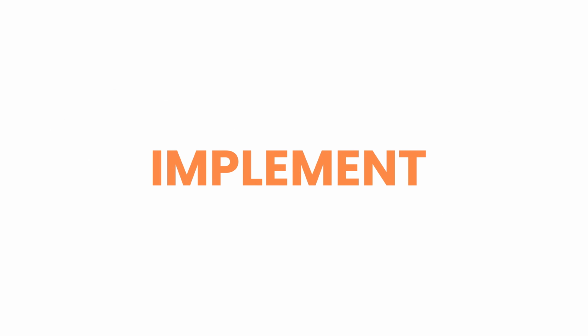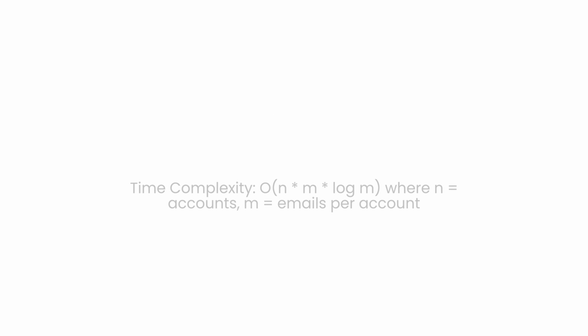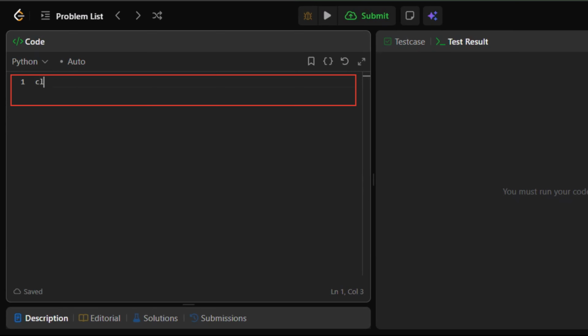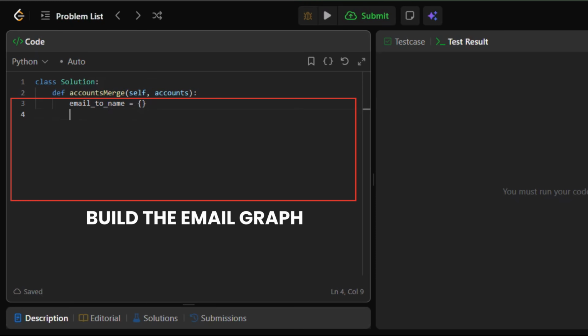Now let's implement the graph-based DFS approach, connecting emails that belong to the same person and exploring each component to merge accounts. We begin with our solution class. This will hold our graph-based merging logic. This method receives a list of accounts, where each account has a name followed by email addresses. Our job is to merge accounts that share at least one email. This dictionary maps each email back to the person's name. This will become our adjacency list, effectively a graph where each email connects to other emails belonging to the same person. We iterate through every account provided in the input.